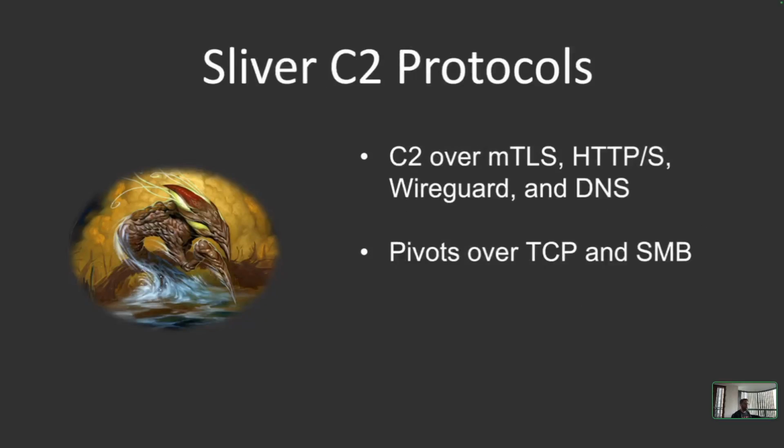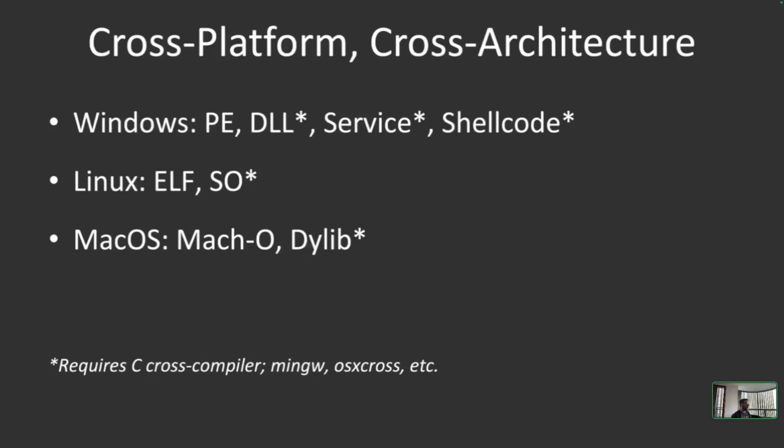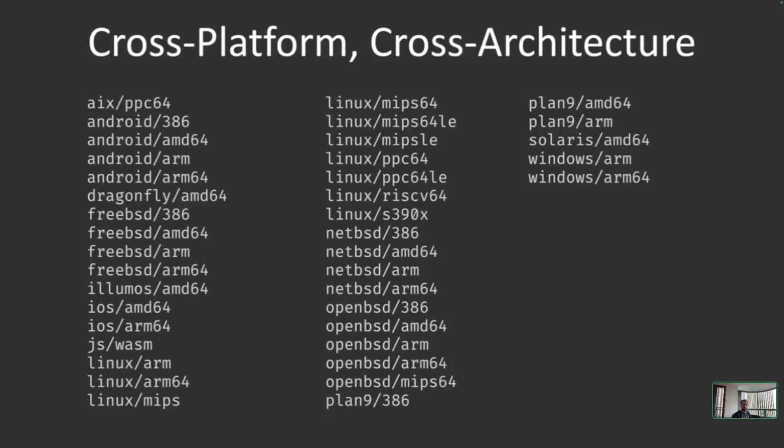We do C2 over mutual TLS, HTTPS, WireGuard, DNS, and then pivots over TCP and SMB. And then, of course, all your typical cross-platform stuff. One of the main drivers for developing Sliver was that Bishop Fox has a lot of clients that do not have Windows in their environment, so we needed something we could target macOS and Linux with, in addition to Windows. That's why we ended up choosing Go, because it has such great cross-platform support, and we've extended that through the build mechanism to compile to a number of different artifacts and architectures. That sort of stuff.